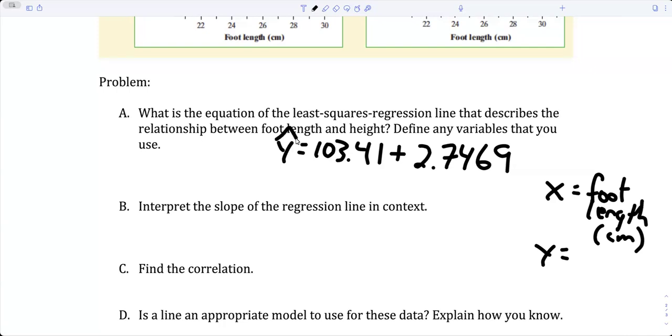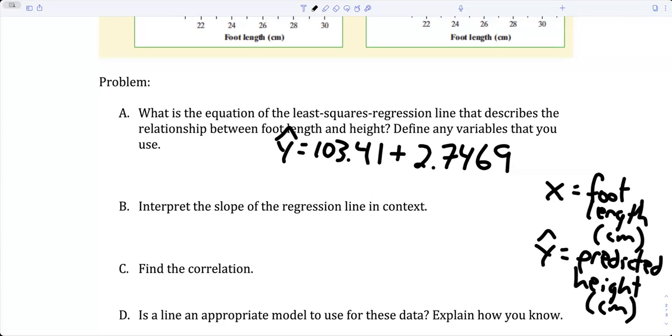Why did I put the hat on? Because it's a linear regression equation, and it is the what? Owen, it is the predicted height measured in centimeters. Make sure that you define your variables.